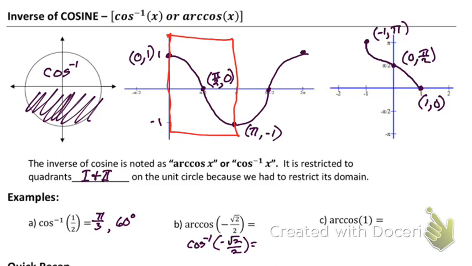Negative pi over 4? No. I think we're in the wrong quadrant. Yeah, it only can be 1 or 2. Mary? 3 pi over 4.